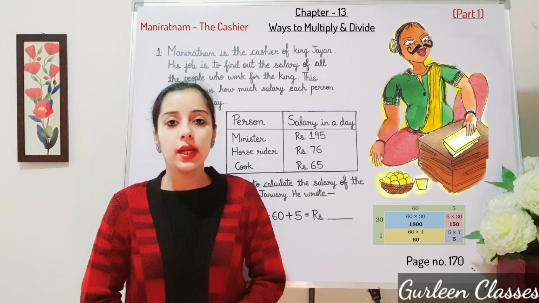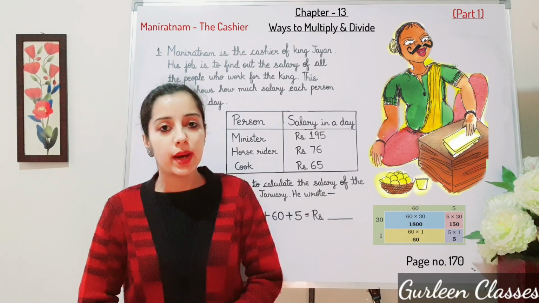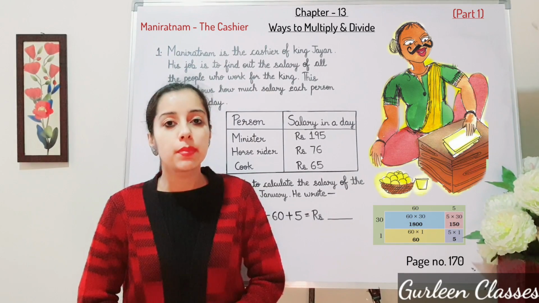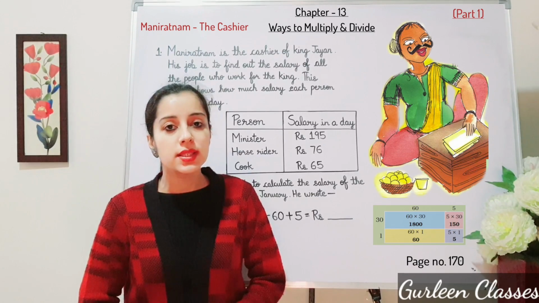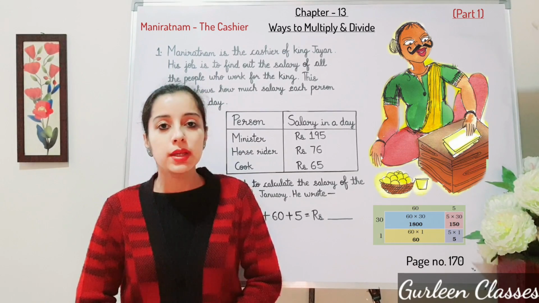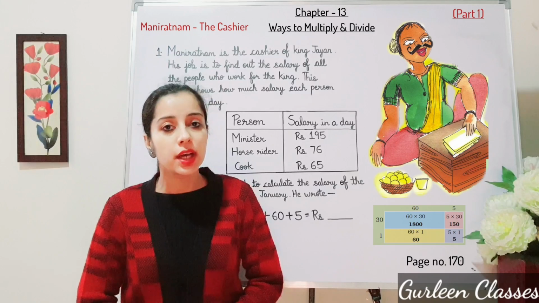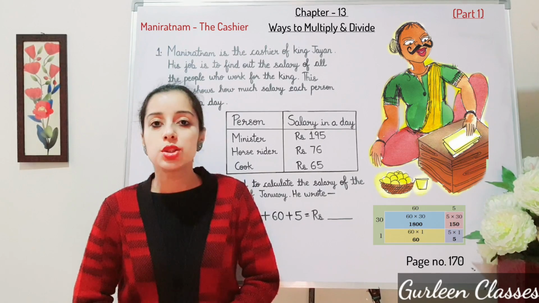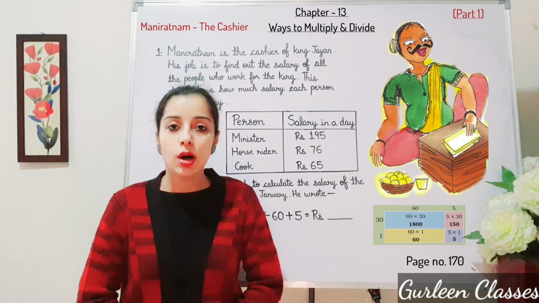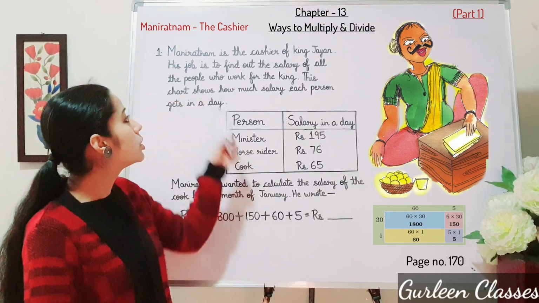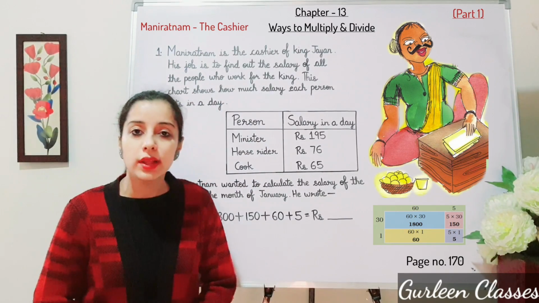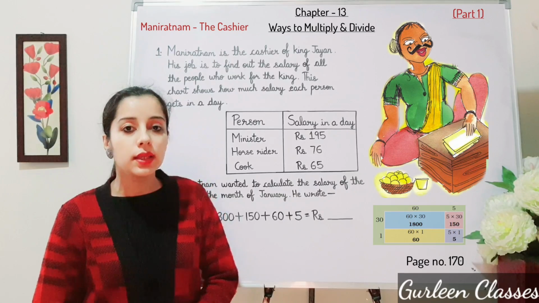Chapter number 13, Ways to Multiply and Divide. The first topic is Maniratnam the cashier. So open your books, page number 170. Maniratnam is the cashier of King Jayan. His job is to find out the salary of all the people who work for the king.